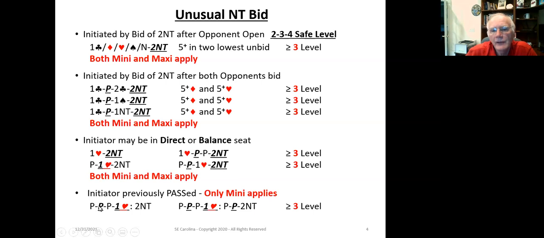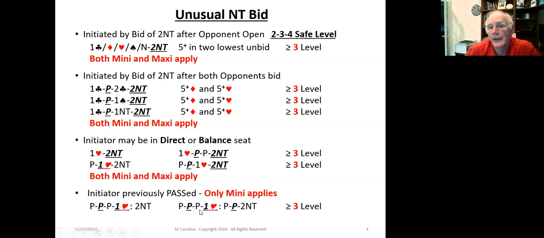Okay, we've got pass, in the fourth seat opens one heart, and you in the first seat bid two no trump. That's perfectly legal, perfectly allowed. It's showing you got 5+ clubs, 5+ diamonds, and the 2, 3, 4 result is greater than or equal to 3. Here's one that's even a little bit more complicated.